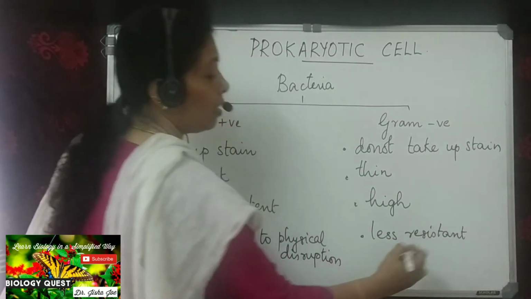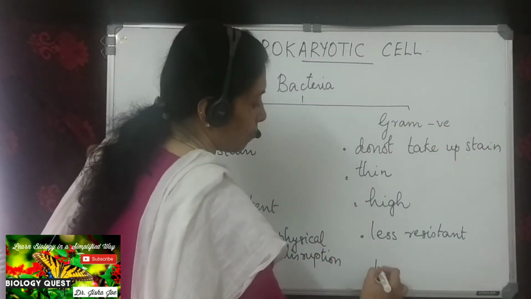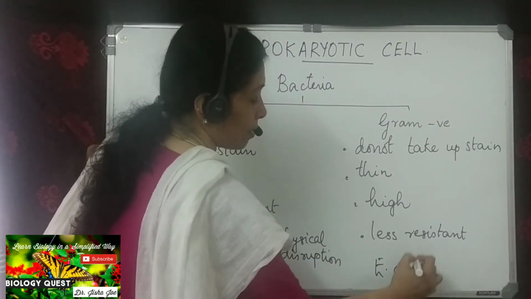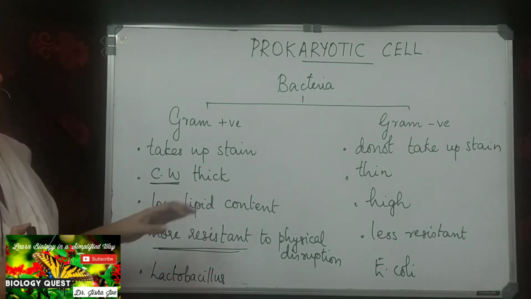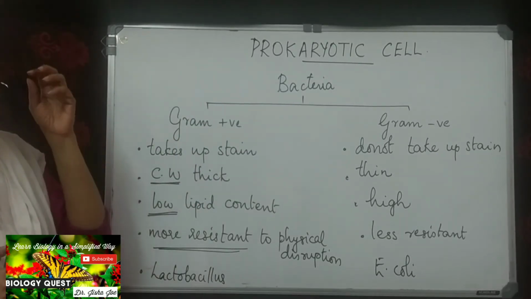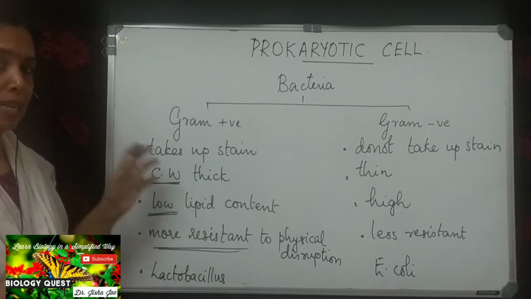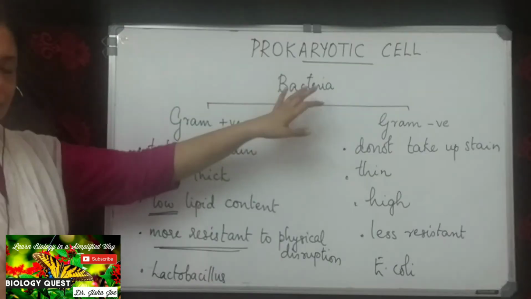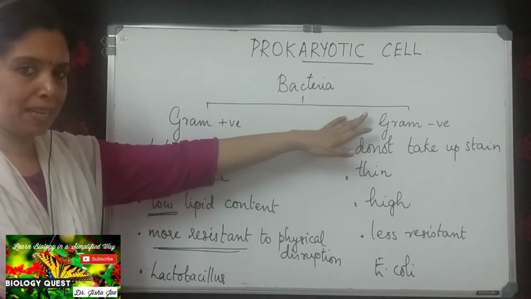to physical disruption. An example of gram-positive bacteria is Lactobacillus. An example of a gram-negative bacterium is E. coli, Escherichia coli. So these are the differences between gram-positive and gram-negative bacteria. This is based on the difference in the cell envelope and the difference in the manner in which they take up the stain.